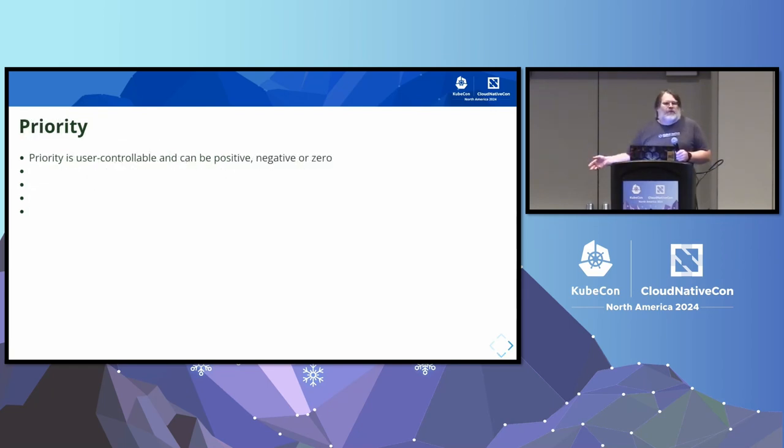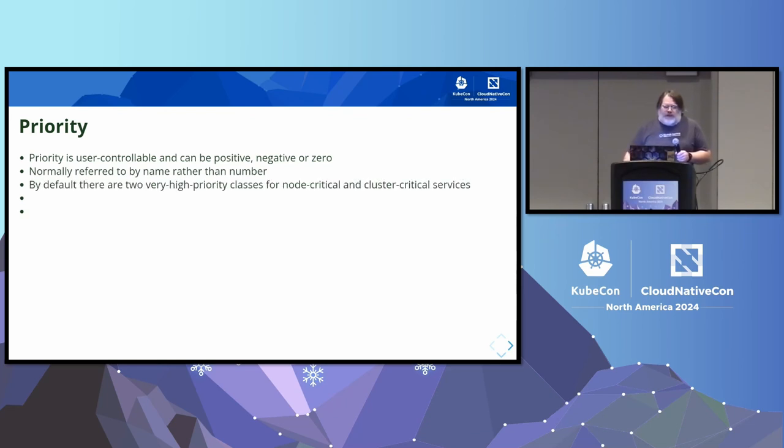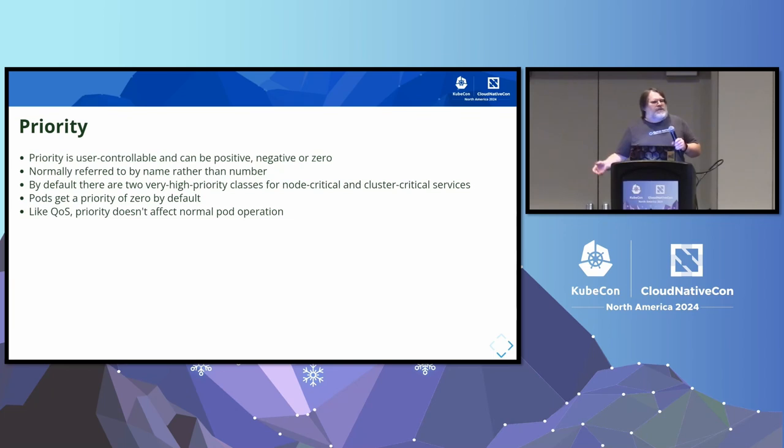Now, alongside quality of service, there is the concept of priority. Priority is user controllable. Pods get a priority of zero by default. And you normally don't refer to them by number, you refer to them by name. So you'll have a priority class that has a name that then maps to a numeric priority. And so you can map a very high priority, you can map a very low priority. By default, your cluster is going to have two very high priorities called system-node-critical and system-cluster-critical. And like quality of service, priority doesn't really affect your pod just running and doing its thing.